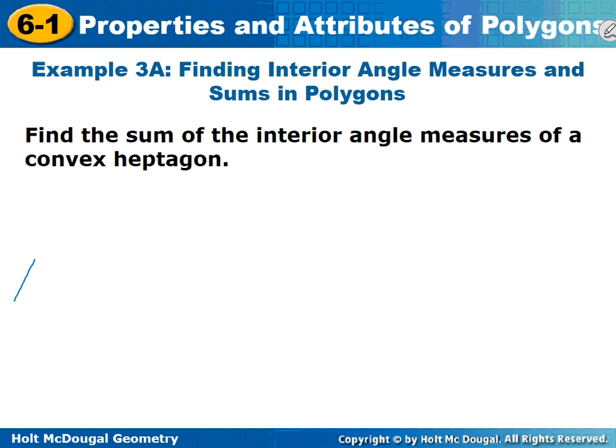So what are some key words in this question? Sum. What's another key word? Interior. It's going to be convex. Heptagon. How many sides does a heptagon have? 7. So it's asking you to find the sum of the interior angles of a heptagon.